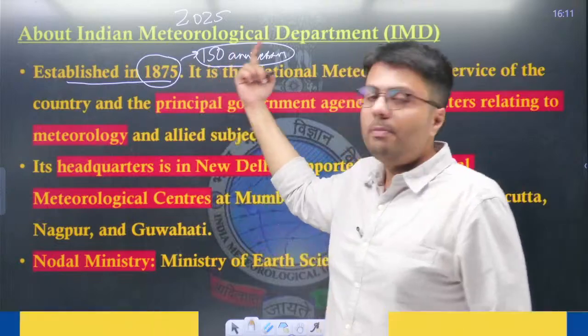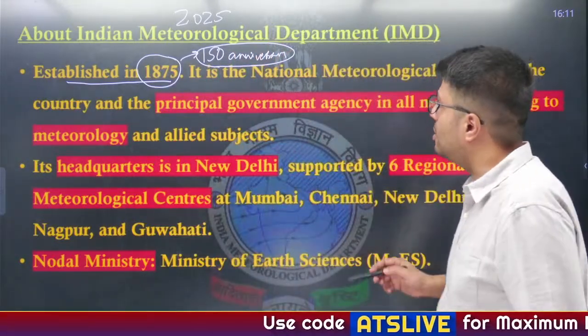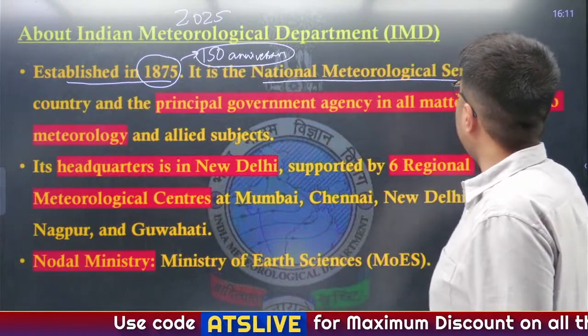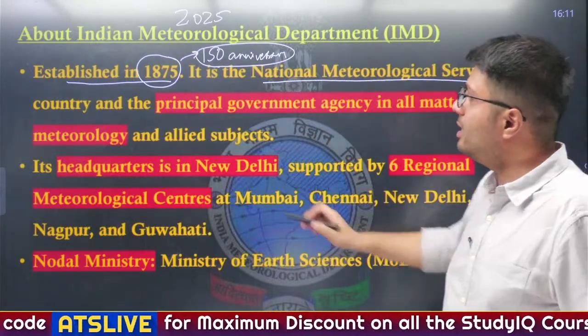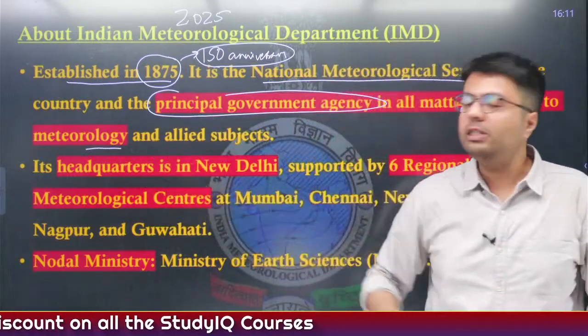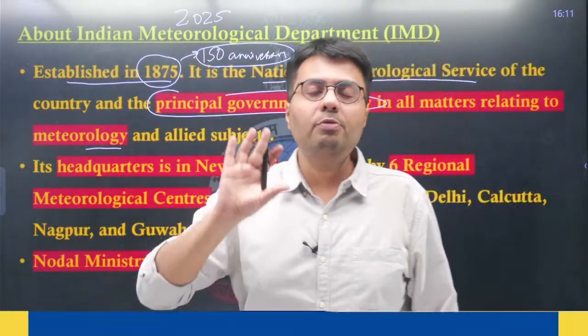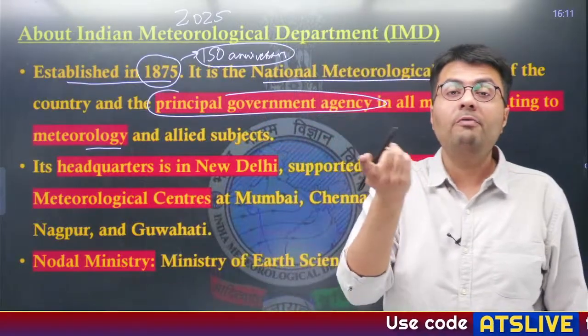And when such a milestone happens, you understand UPSC also has a tendency of asking such questions. Now this IMD is the National Meteorological Service of the country, and it is the principal government agency in all matters relating to meteorology and allied subjects. So when it comes to rainfall, drought, and floods, all of these predictions are made by which authority?